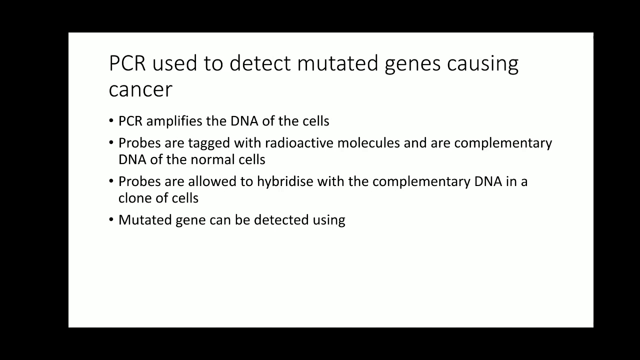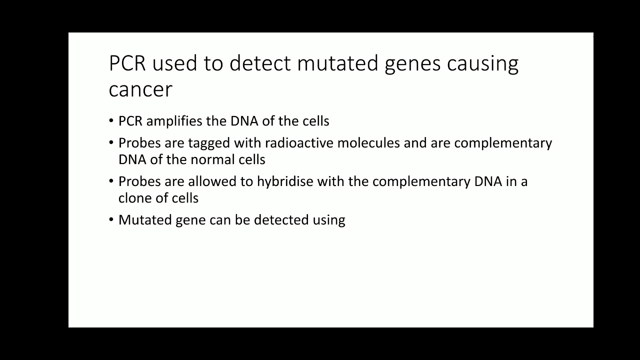Another application of the PCR reaction in molecular diagnosis is that it is used to detect mutated genes in cancer. Cancer is uncontrolled cell growth. Uncontrolled proliferation of the cells takes place and results in tumors. Sometimes, due to genetic disorders, that is, mutation in the genetic material, abnormal cell division can take place, resulting in cancer. So we can detect those mutated genes through the PCR reaction.